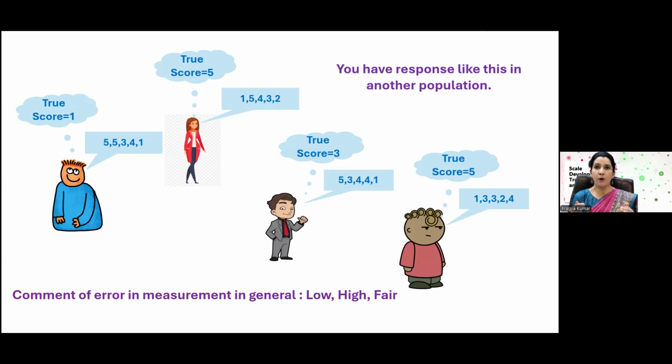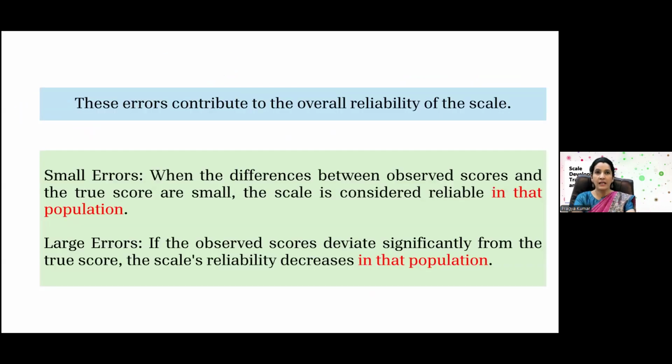So there can be a population where the deviation from the true score is very high, and there can be a population where there is less deviation, because you can never measure a person's true score. Like we say for the population, you cannot measure the population, you can only project by way of your sample statistics. Similarly, these errors contribute to the overall reliability of the scale.